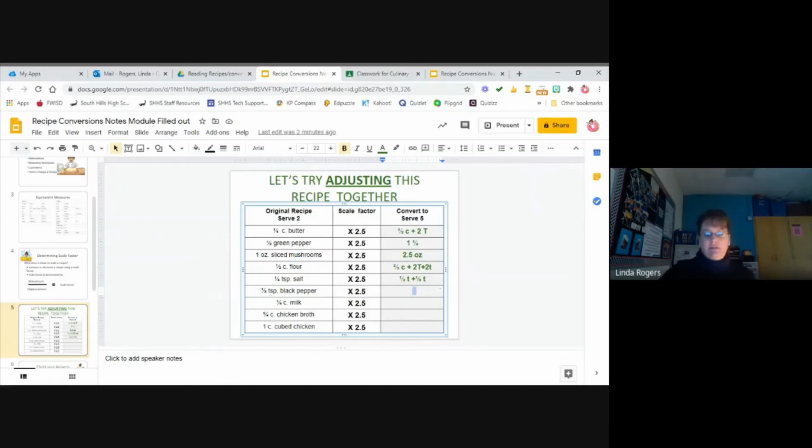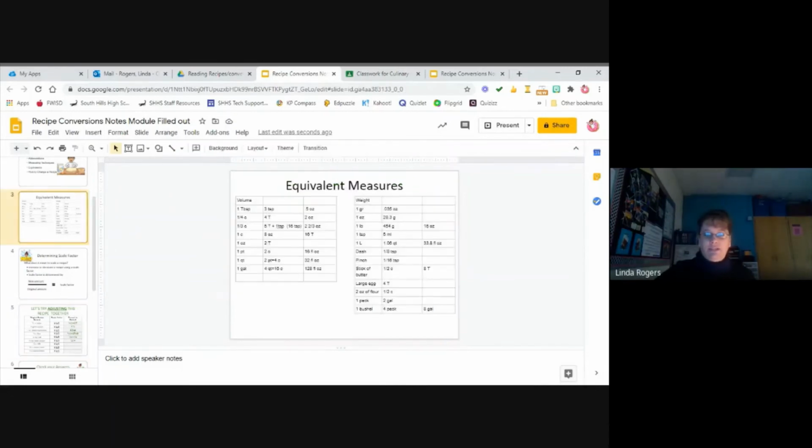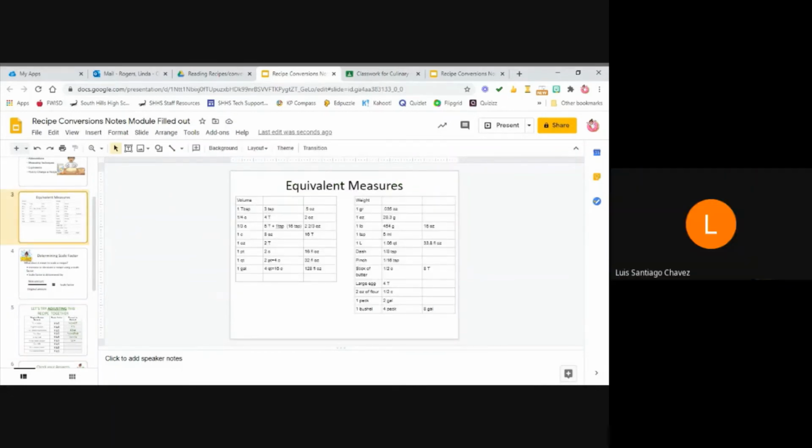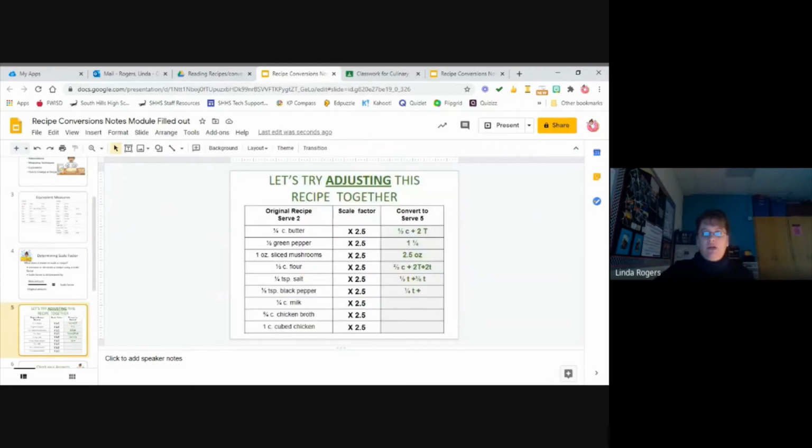What's double of an eighth? 1/4. So we've got 1/4 of a teaspoon, plus, now what's half of an eighth? 1/16. Now, what did we say earlier? 1/16 was right here, a pinch, right? So we're going to do a pinch. So 1/4 of a teaspoon and a pinch. Okay? Does that make sense?